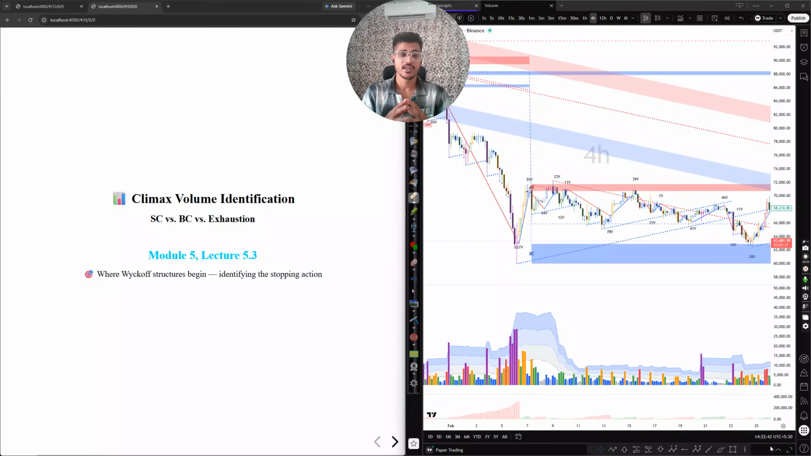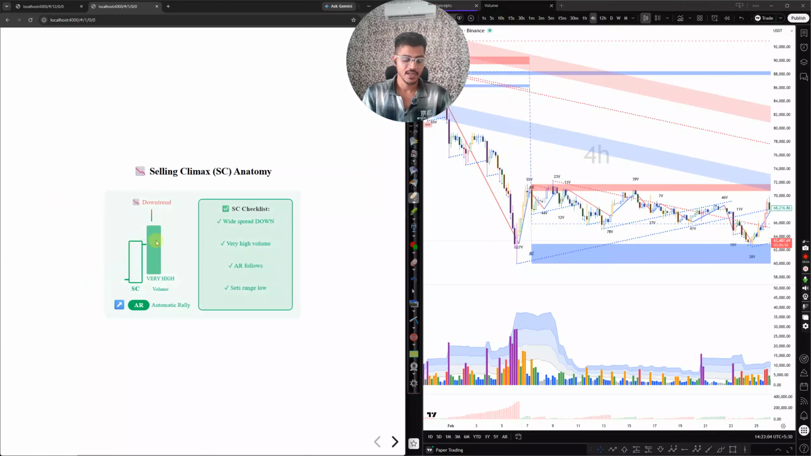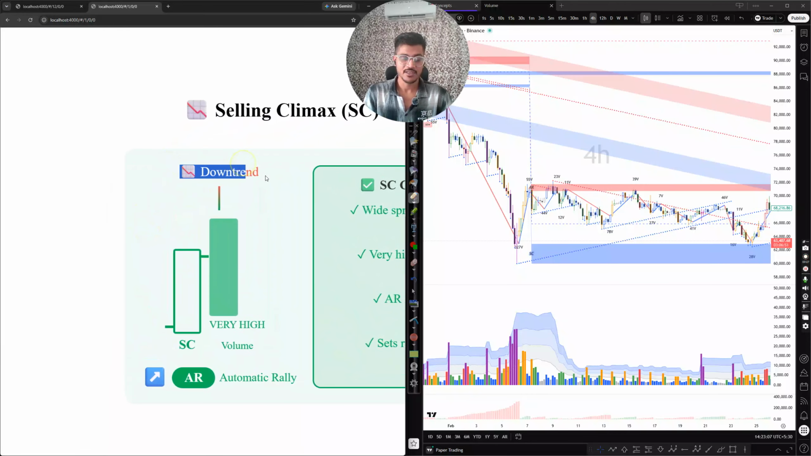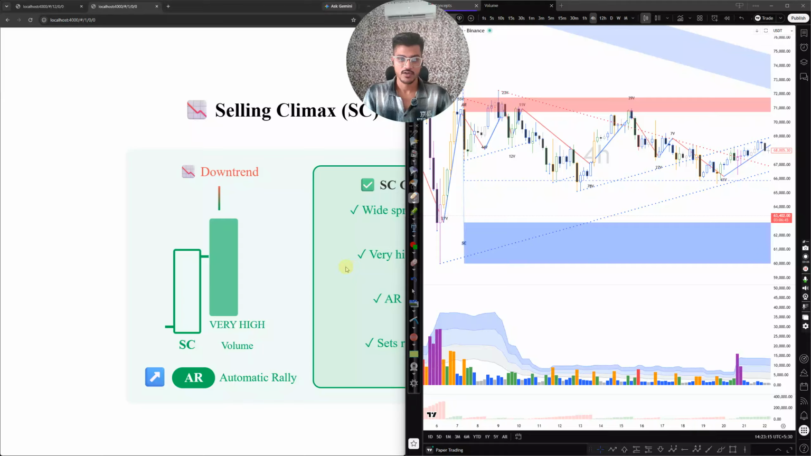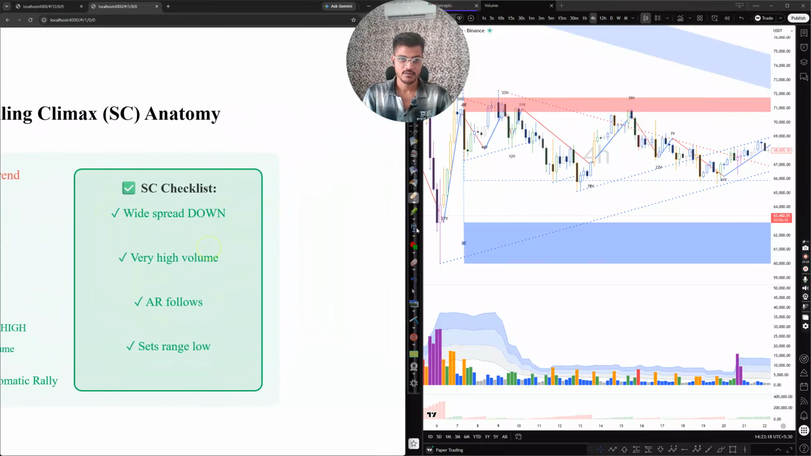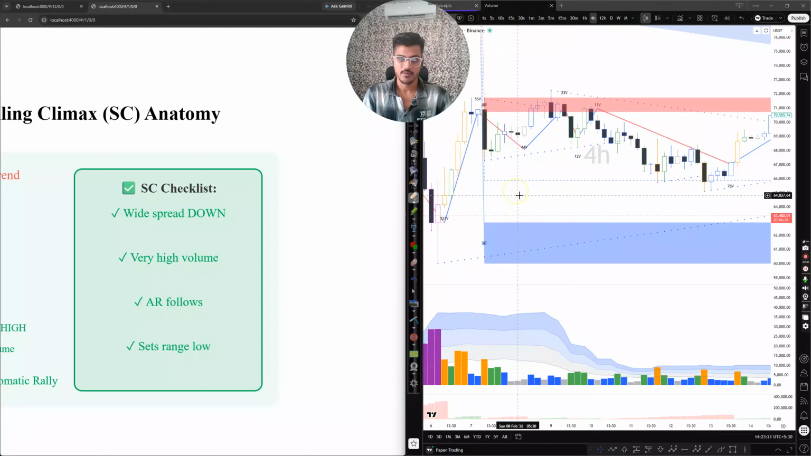In this lecture, we're going to be discussing climax volume identification. Okay, so let's get started. This is where Wyckoff structures begin: identifying the stopping action, and what the characteristics of the selling climax and buying climax are. Selling climax anatomy happens in a downtrend. I taught you guys selling climax: very high volume. We see very high volume, and this is the checklist that you need to look for.